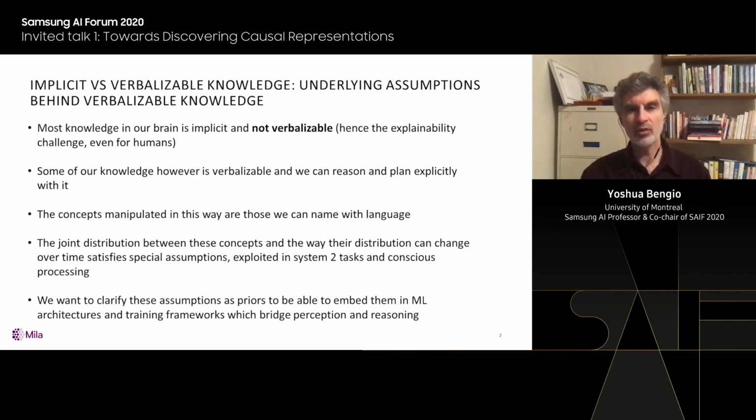You see, most of the knowledge in our brain is not verbalizable, and some of it is. So that's the kind of division of system 1 and system 2 that I've been talking about in recent talks, that this talk is also about. Now, there's the part of our knowledge which is verbalizable, that we can reason and plan with, that we can communicate with language. And today I'll be telling you about that joint distribution between those concepts and how it can change in time in a way that may help us build better deep learning systems that can take advantage of these assumptions and priors.